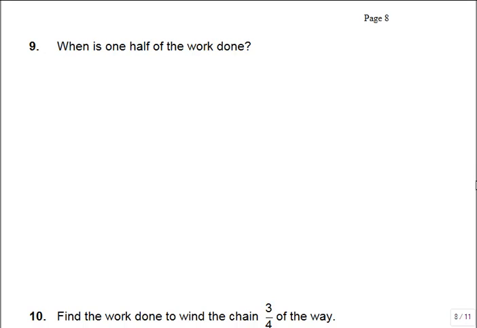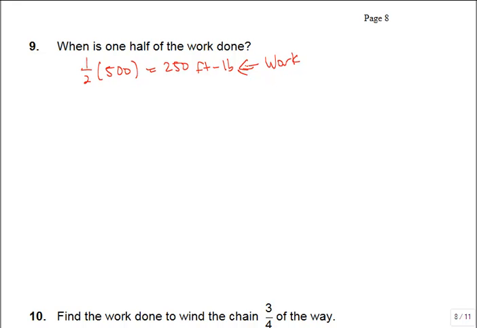Okay, so let's try another example. Using this same chain, 100 feet long, weighing 10 pounds, when is 1/2 of the work done? Well, we knew that it took 500 foot-pounds of work to wind up all of the chain. So half of that would be 250 foot-pounds of work. So we want our work to equal 250 foot-pounds. So how much do we need to wind it up so that that much work is accomplished?